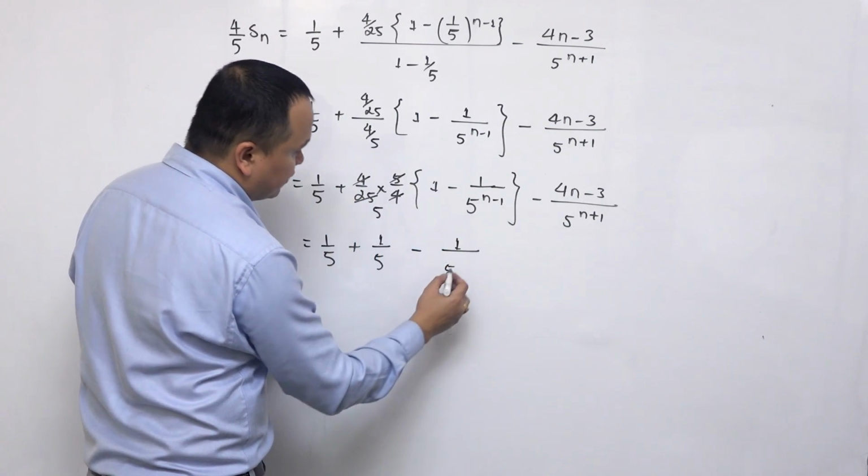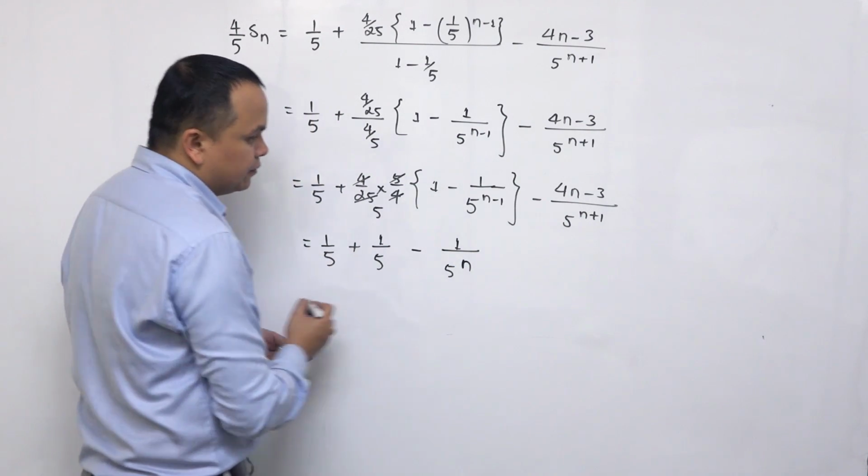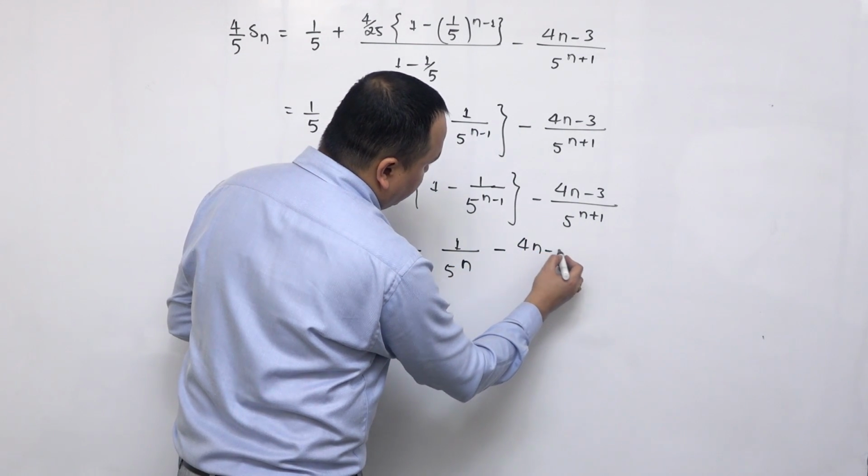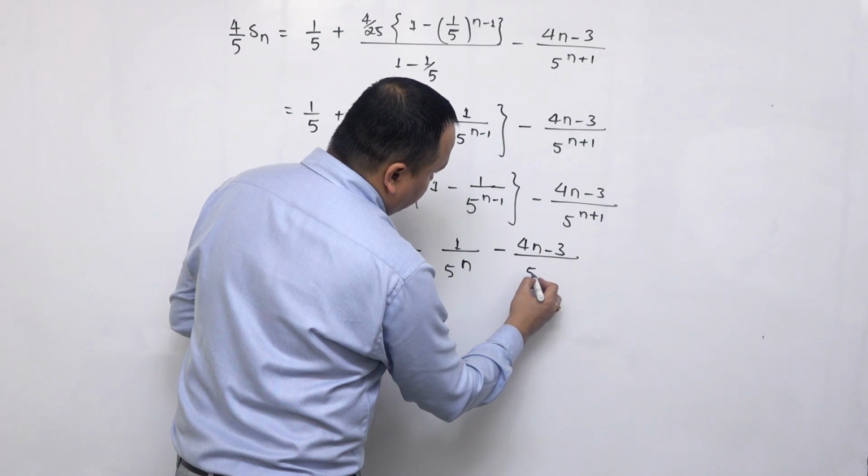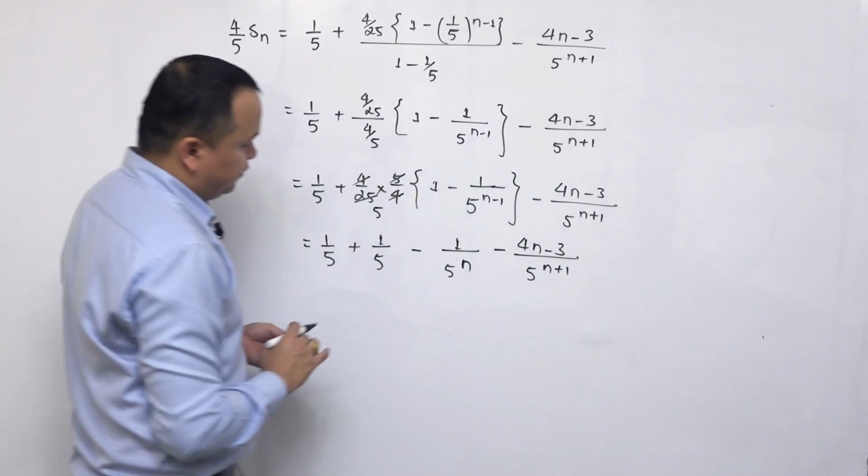The 1 and minus 1 cancel, 5 to the power n minus 4n minus 3 upon 5 to the power n plus 1.